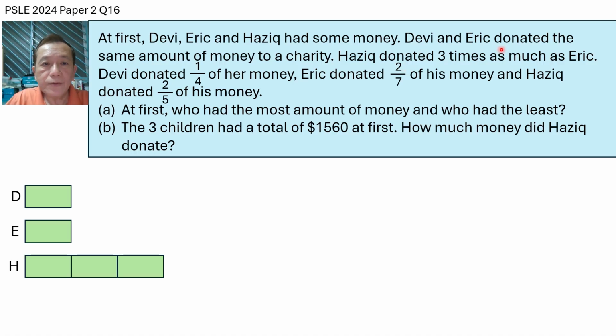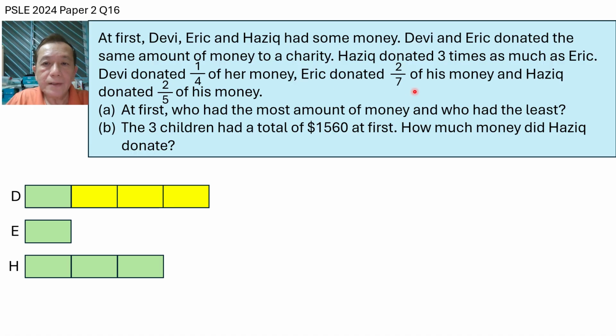Devi and Eric donated the same amount. Same. Haziq donated 3 times as much as Eric. 3, 1. Devi donated 1/4 of her money. This is 1/4 of Devi's money. So there were 3 more quarters at first.